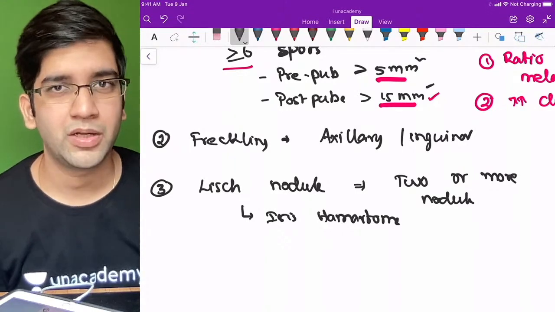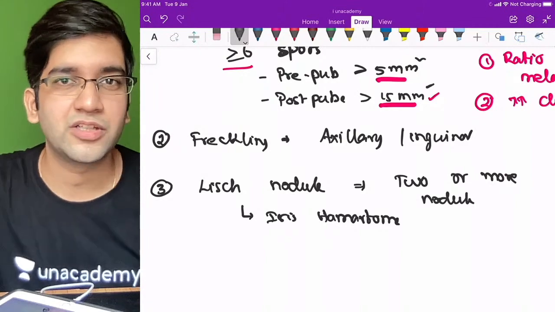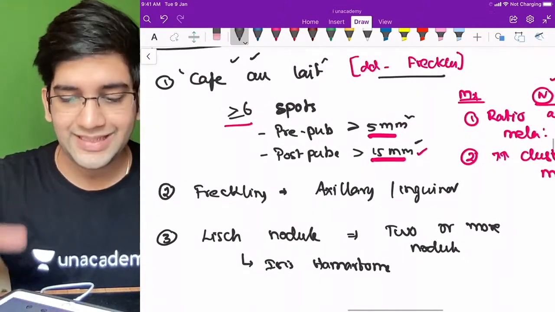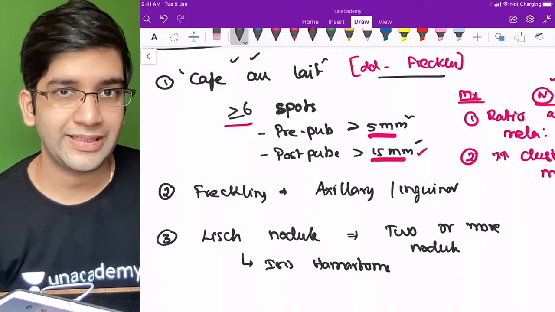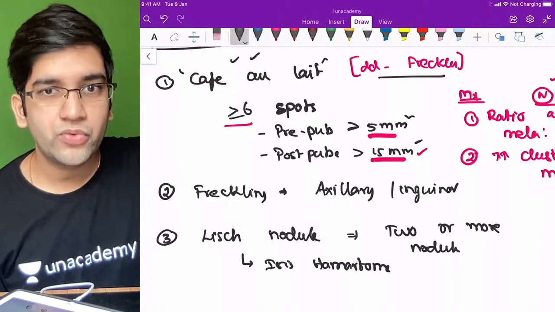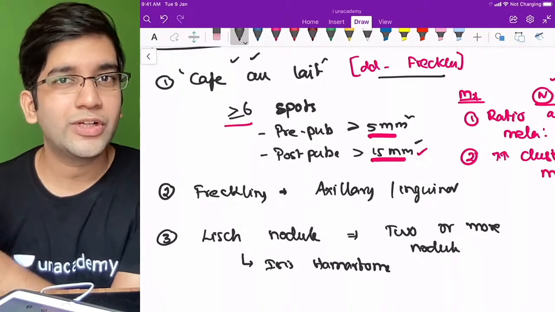Right? It's just a hamartoma. Hamartoma means excess presentation in the normal tissue, that's all, right? So all these three are related to my pigmented problem, right? That's one. So we said neurofibromatosis. So we have to look at the other one as well.